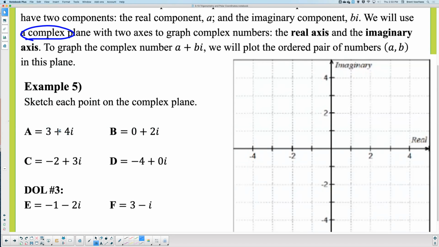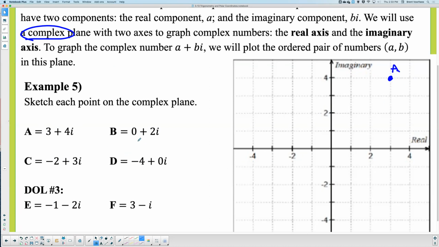Where do you think 3 plus 4i should be plotted? 7, 9? Not 7i? Nope. Where do you think we should plot it? 3, 4. Very good. 3 to the right, 4 up, plot that point, and write an A there.